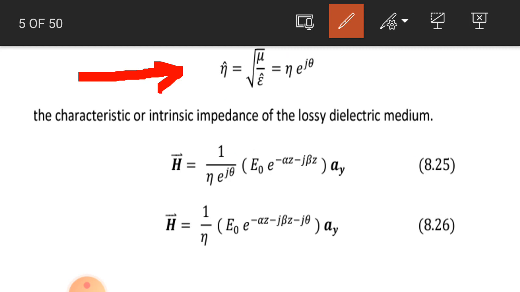There are a number of ways to represent this complex quantity. So we represent this complex quantity in exponential form. So this complex quantity is equal to eta into e raised to power j theta. So we put the value of eta and gamma k in the previous equation. So the magnetic field intensity is equal to 1 over eta into e raised to power j theta, and then we have E naught e raised to power minus alpha z minus j beta z ay. So this is the value of gamma k. We know that gamma k is equal to alpha plus j beta.